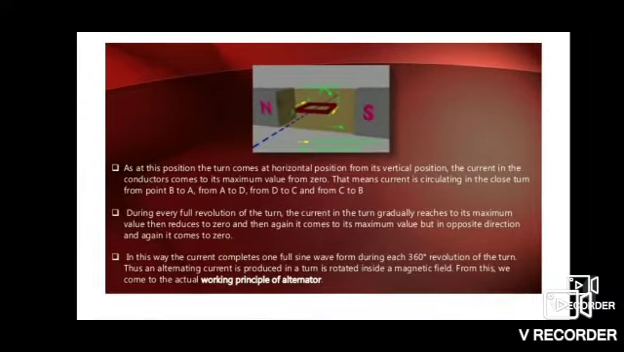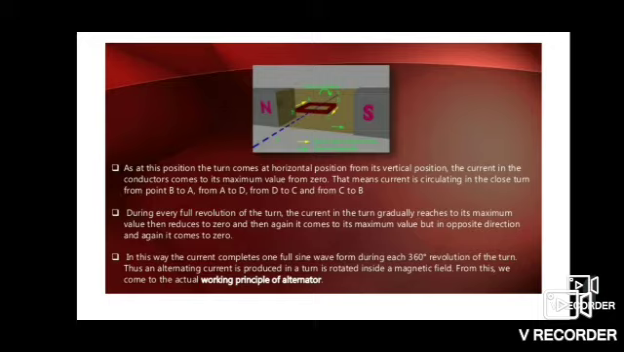Now see the diagram. As the turn comes to the horizontal position from its vertical position, the current in the conductor comes to its maximum value from 0. That means current is circulating in the closed channel from point B to A, from A to D, from D to C, and from C to B.